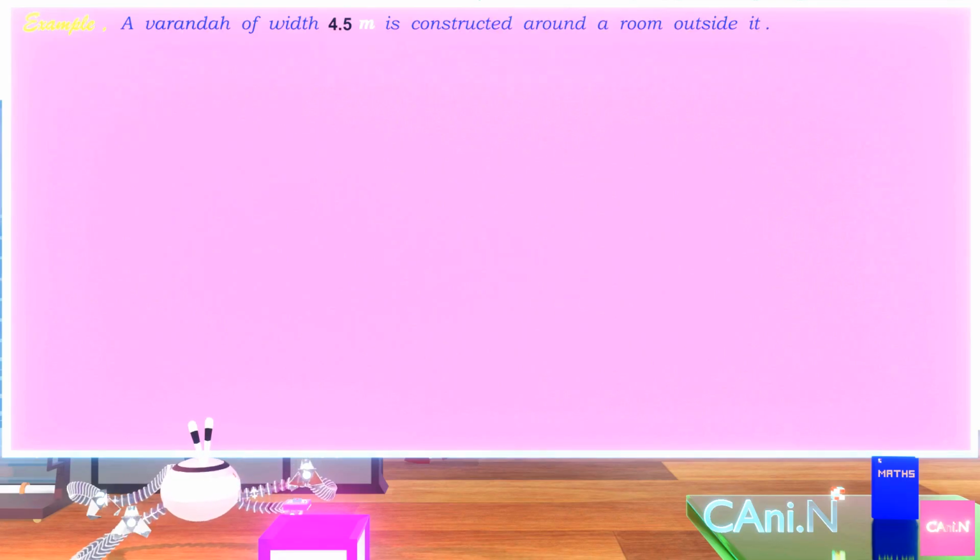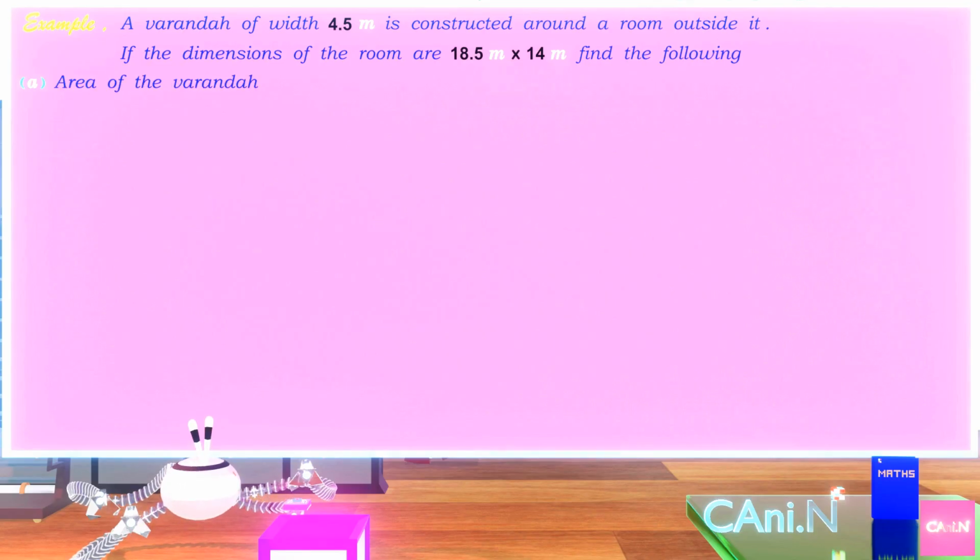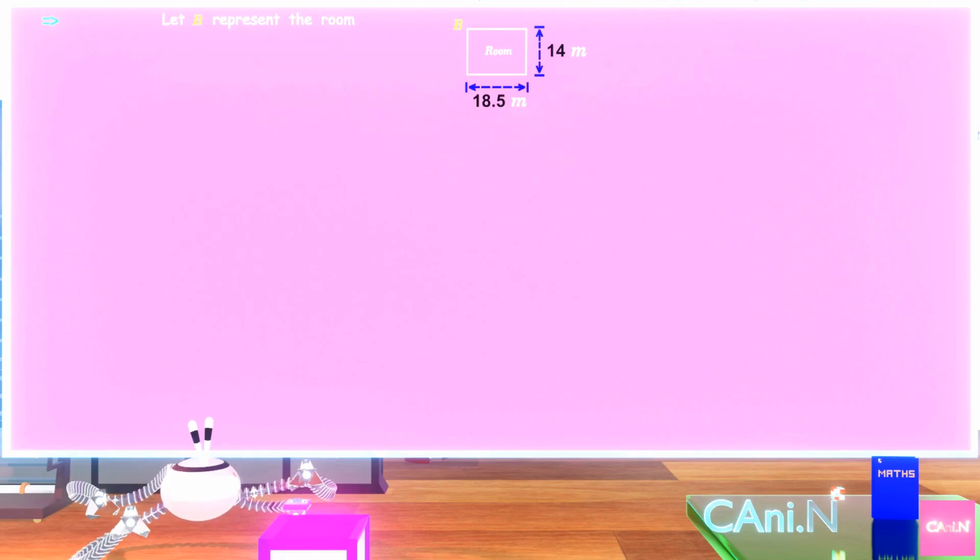Example. A veranda of width 4.5 meters is constructed around a room outside it. If the dimensions of the room are 18.5 by 14 meters, find the following. Area of the veranda. The cost of paving tiles in the veranda at the rate of 20 rupees per meter square. Let B represent the room. Length of B equals 18.5 meters. Breadth of B equals 14 meters.